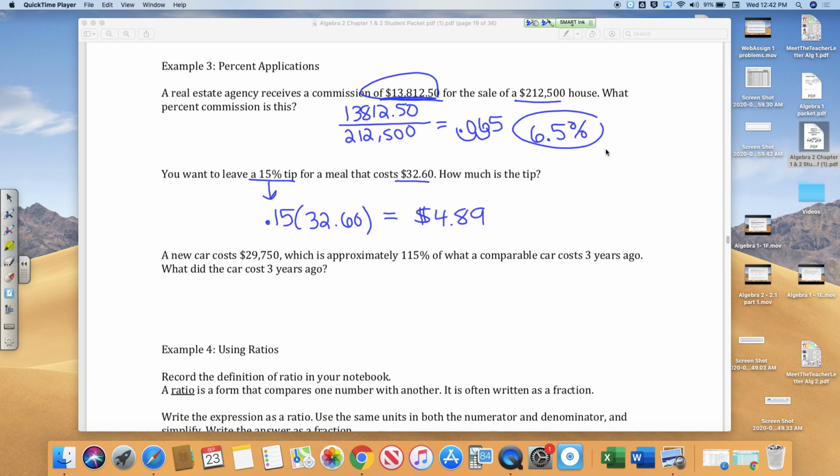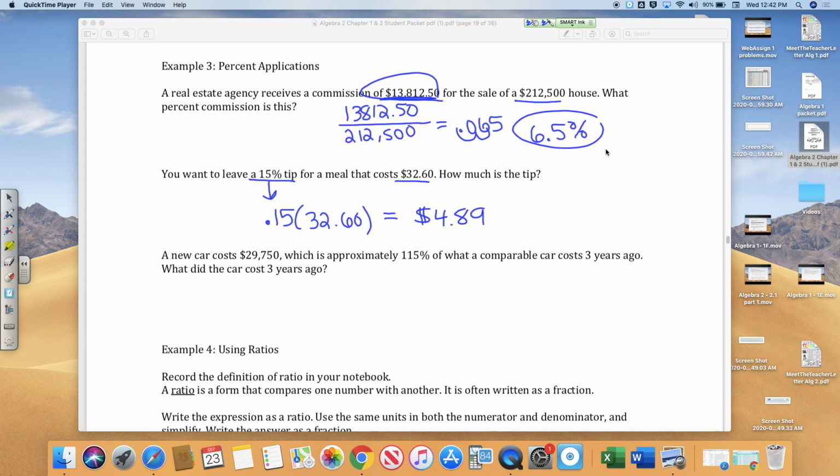So when you have application problems like this, the rule from the page before still applies. It's just that in these application problems, you might not see the words "is" and "of" as clearly as in the other ones. So for these problems, I like to just understand what's going on and try to determine what I do. Do I multiply? Do I divide? And then for the last one, a new car costs $29,750, which is approximately 115% of what a comparable car cost 3 years ago. What did the car cost 3 years ago?